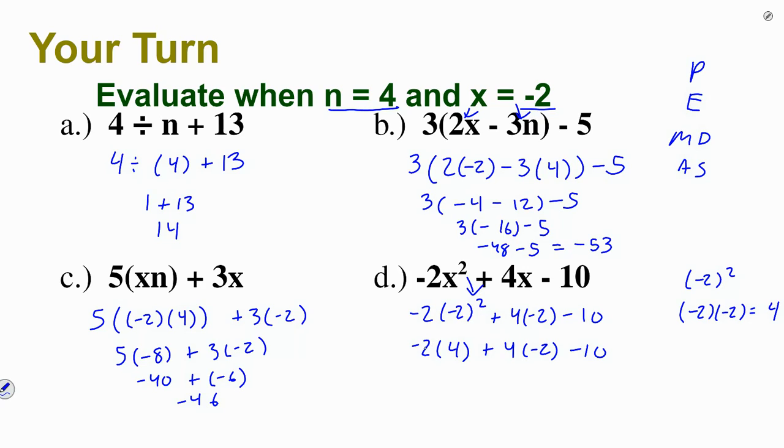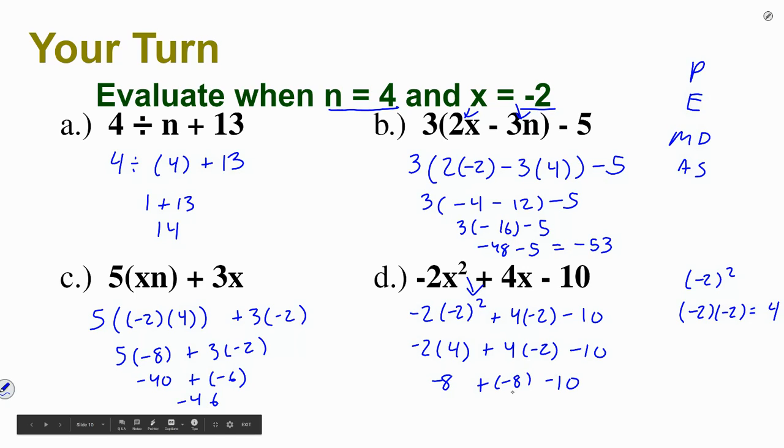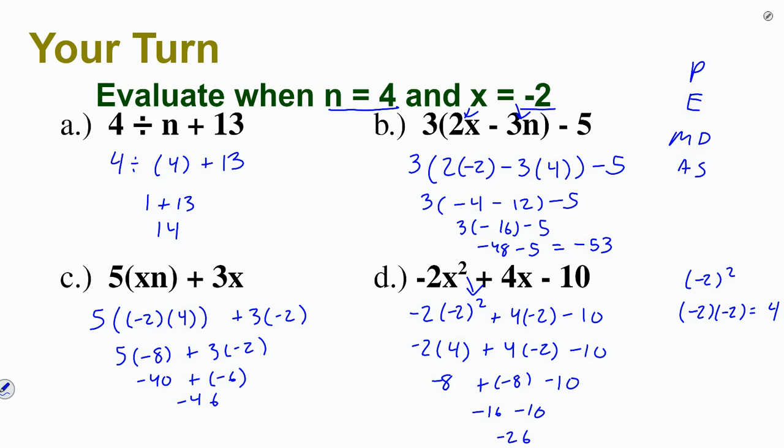Now from here, I continue on. I do multiplication. -2 times 4 is -8. Again, -2 times 4 is -8. And then I just work left to right, since all I have left is addition and subtraction. So I have -16 minus 10, which is -26. That's how we use order of operations to simplify expressions and to evaluate algebraic expressions.